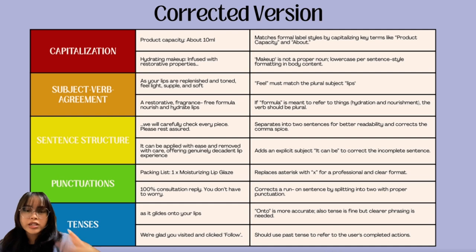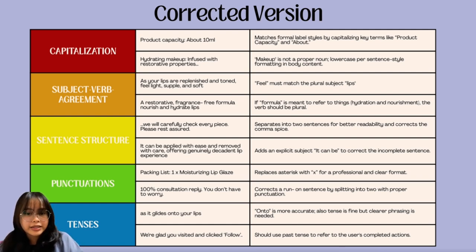And then for punctuation, we will fix small but important details to improve clarity. For example, changing packaging list 1 star moisturizing lip glaze to packaging list 1 X moisturizing lip glaze. This replacement with X makes it look more professional.